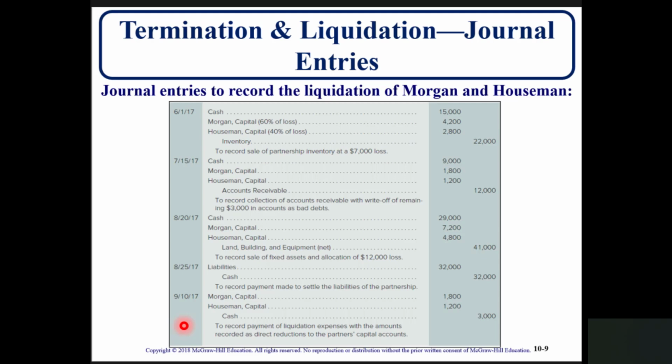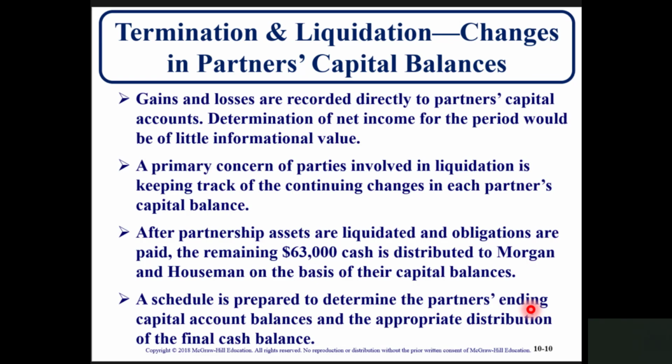And then the final entry is to record payment of liquidation expenses, with the amounts recorded as a direct deduction to the partners' capital accounts, where you have a debit of $1,800 and a debit of $1,200 to record a $3,000 cash paid out in liquidation expenses. So the partnership that closed quickly, they have a lot of losses, as you can see in this example.